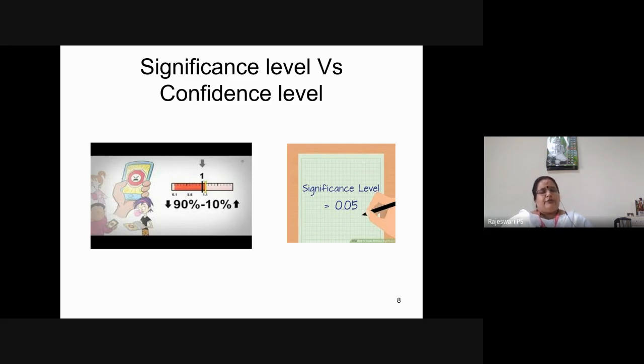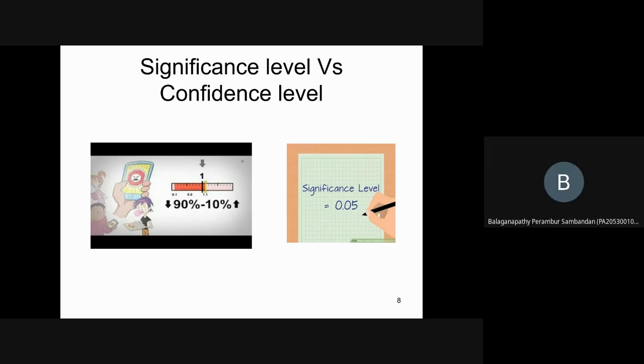Are you clear? If you get 99%, well and good. Very good. Beautiful. If you are getting 98%, very good. All like this. Till 95, you are permitted. 95 to 99, it is workable according to our study in social science research. Are you able to differentiate significance level and confidence level? Yes, madam. Okay.